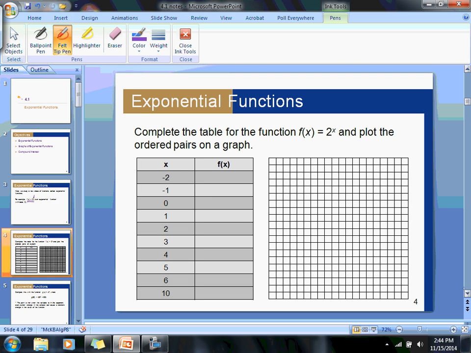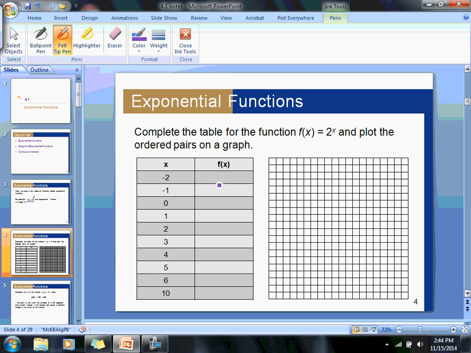So if we take a look at that function, 2 to the x, and we make a table of values to graph it, you're going to see what happens when you graph an exponential function and how it's different from a parabolic function or a polynomial function.